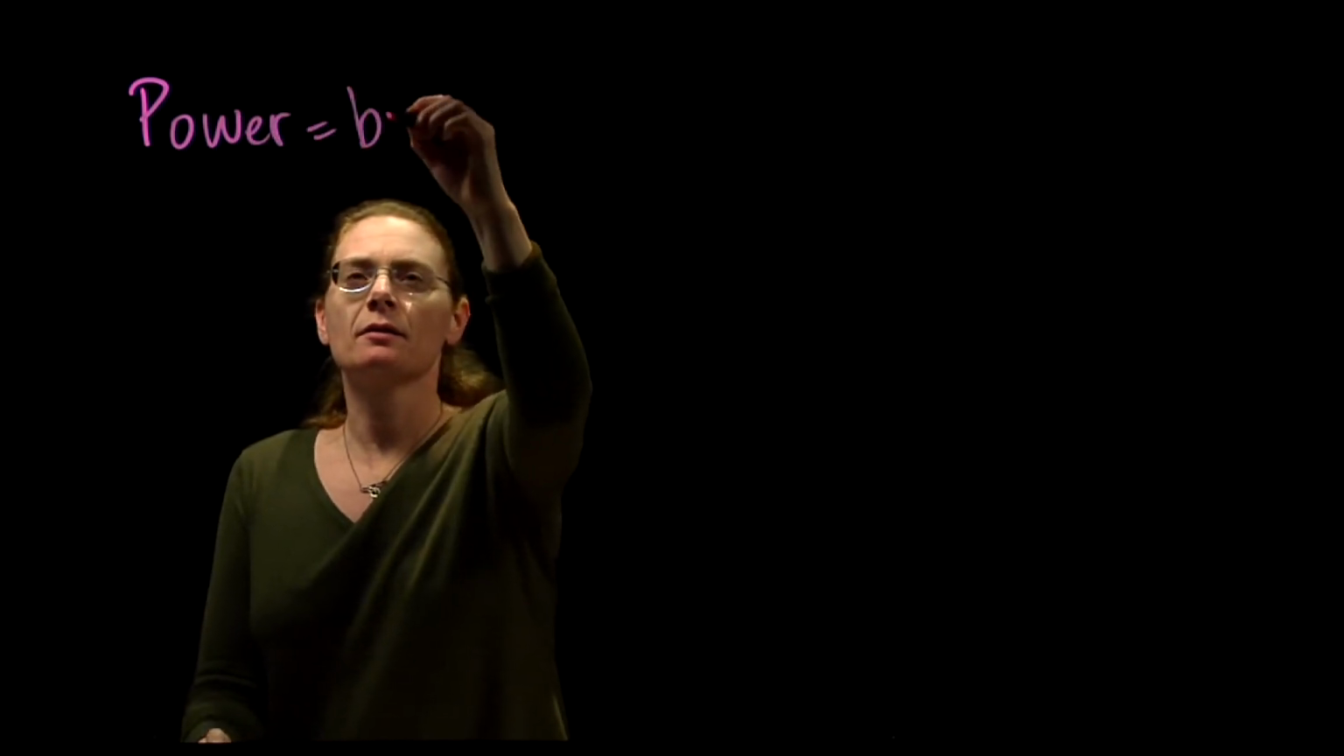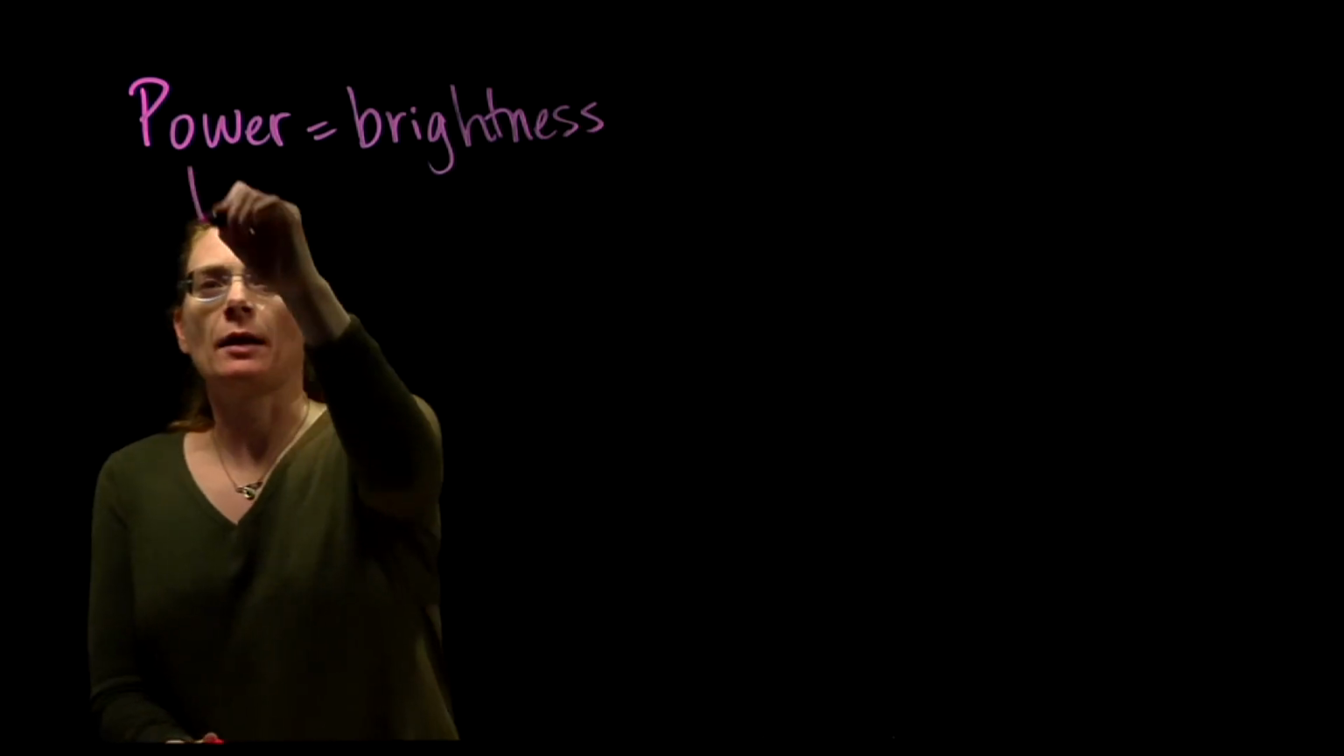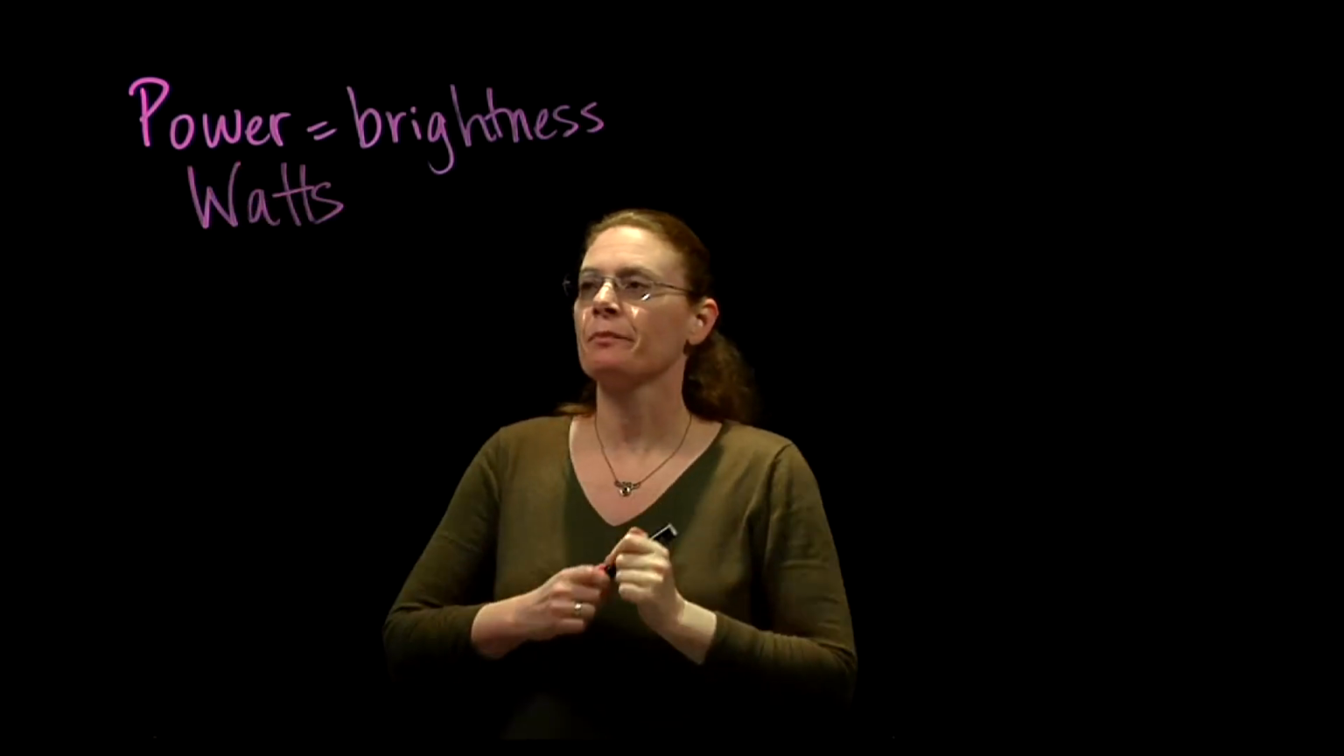When you go to the store to buy a light bulb, what are you buying? How do you decide which light bulb to buy? I mean, besides like LED, incandescent. You are looking for the brightness of the bulb, which is described as the watts that the bulb is in. So when we're talking about power, what we're talking about is the brightness of a bulb, and that is described by the watts, the wattage of that bulb.